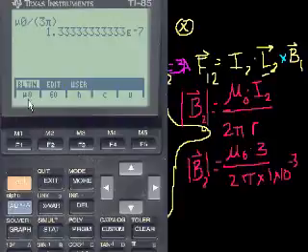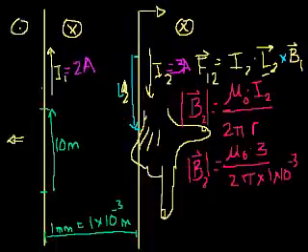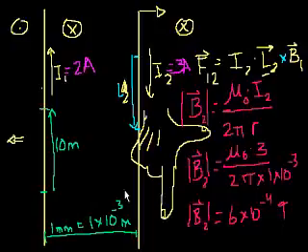Alright, we already have the permeability of a vacuum there, so let's write that down. Permeability of a vacuum times 3 divided by 2 pi, times 1e minus 3. And I get, the answer will be in Teslas, 6e minus 4 Teslas. So the magnitude of the magnetic field there, created by current 2, is equal to 6 times 10 to the minus 4 Teslas. Now what's the direction of that magnetic field?